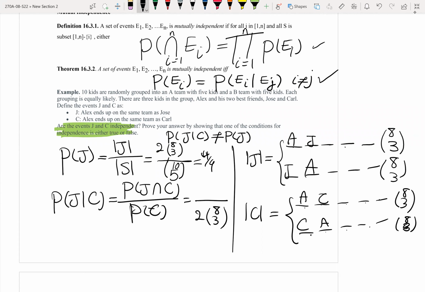But what's the intersection? What is the intersection of Jose and Carl? And what's the possible selection of 2? 2 more students out of 7. So 2 out of 7.